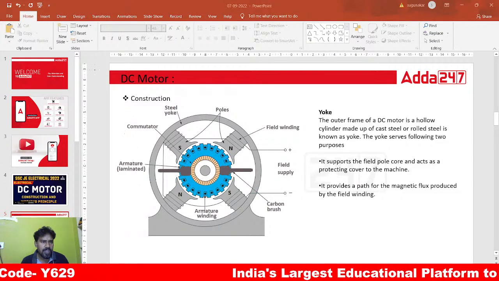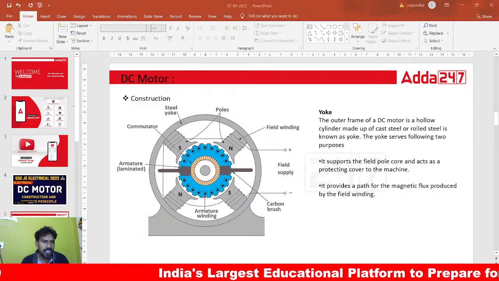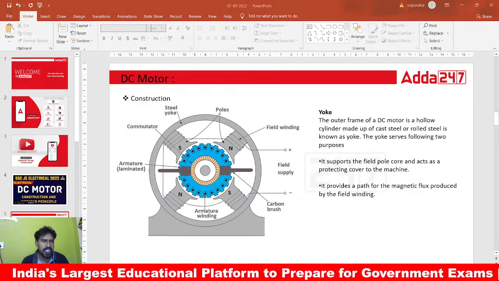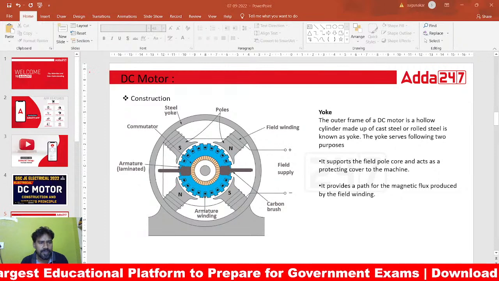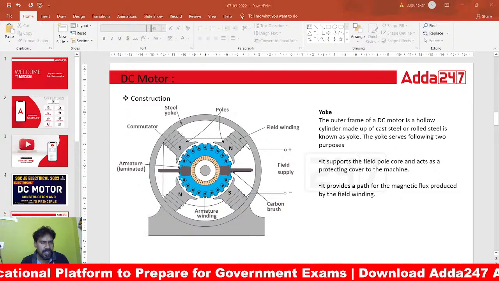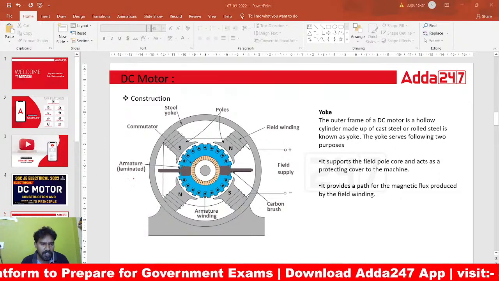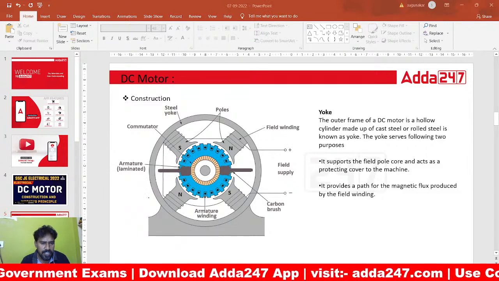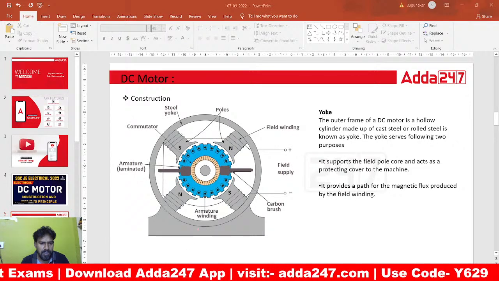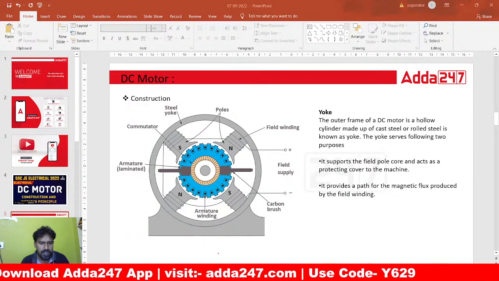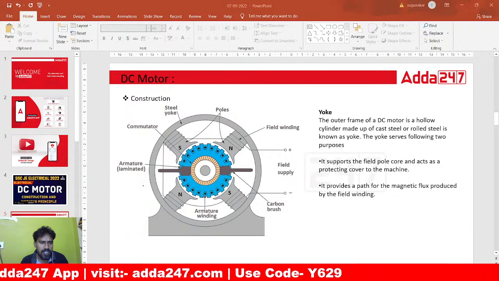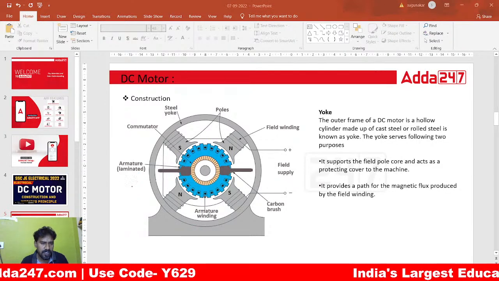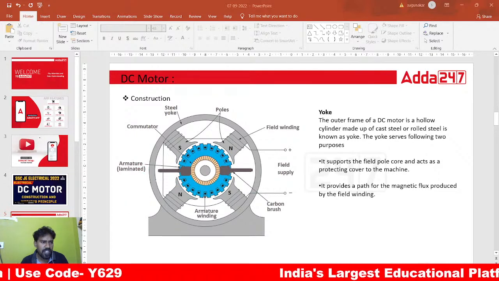This is the outer layer of the motor. The outer layer of the motor is called the yoke. And this is where the armature windings are. These are the slots. These slots accommodate the armature winding, so this is the armature winding.